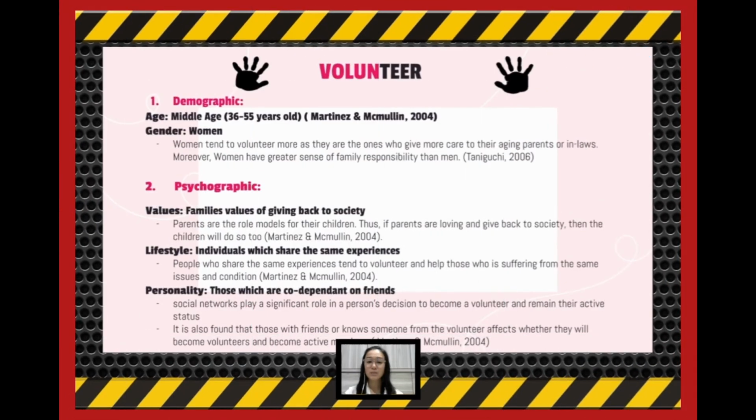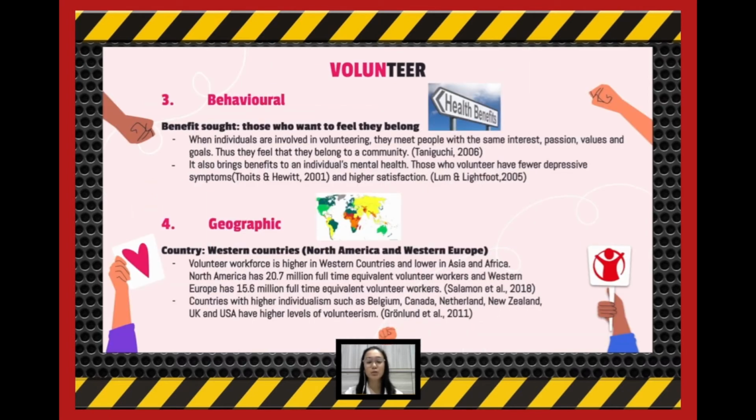Hi everyone, I'm Li Wen and I'll be talking about volunteerism. Volunteerism in Save the Children can be segmented into four, which are geographic, demographic, psychographic, and behavioral.